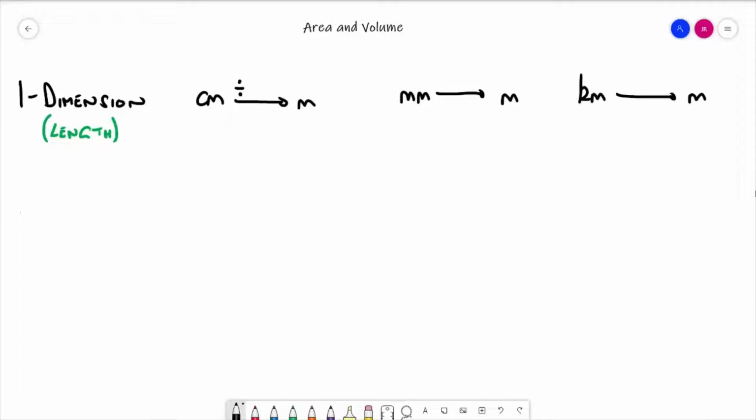To go from centimetres to metres, we would divide by 100. So in other words, if we had 237 centimetres, that would be 2.37 metres. We've divided by 100. For millimetres, we would divide by 1,000, and then for kilometres, we would multiply by 1,000.